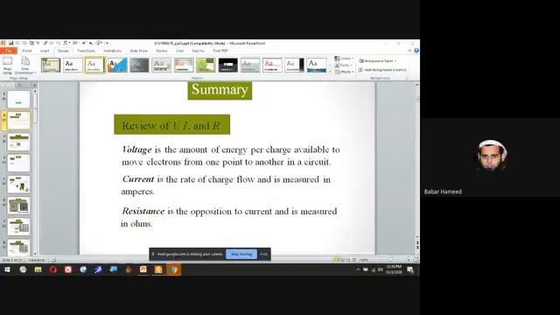So, start now. The basic idea that gave the relationship between current, voltage, and resistance was first defined by George Simon Ohm, and he states the current is directly proportional to the voltage and inversely proportional to the resistance. And its formula is I is equal to V over R.